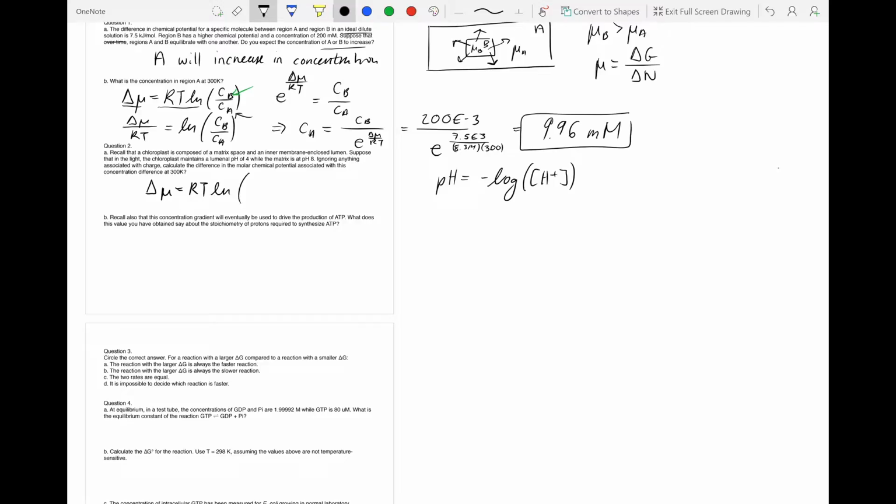Let's see. So that's going to be the following. And you get this answer. I converted the number to kilojoules just because it's more manageable. The same reason why this is in millimolar. But of course, that's your preference.